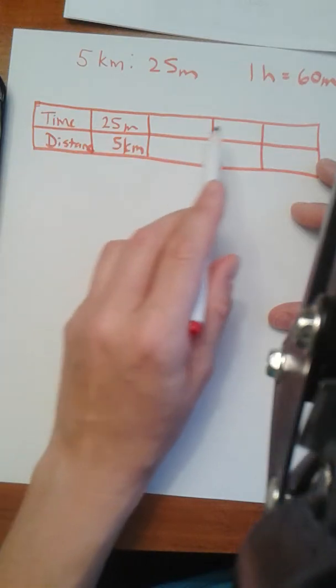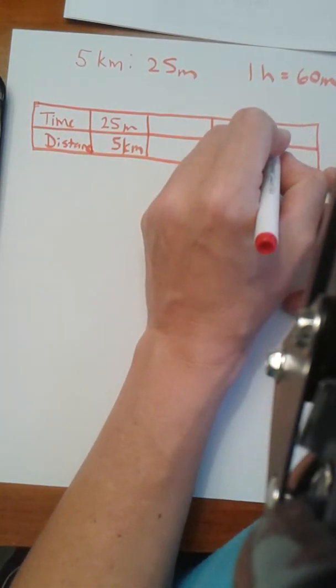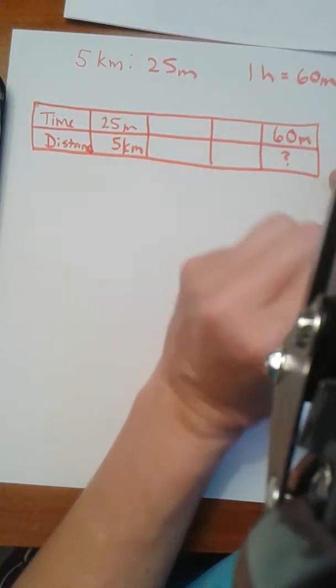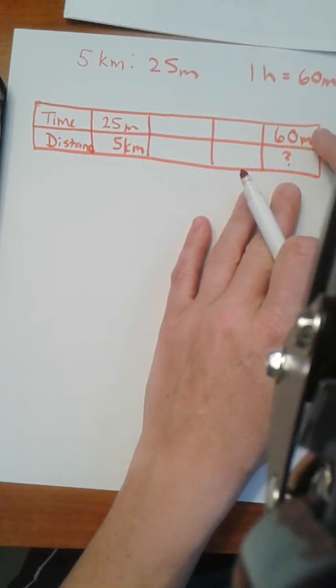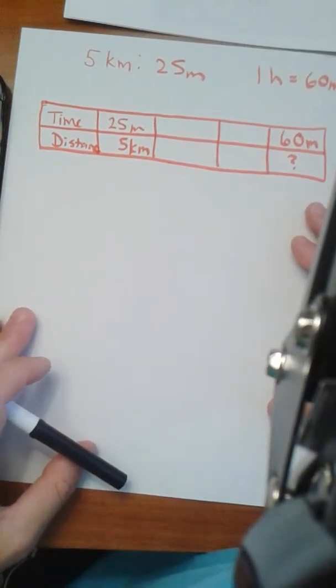But the question I'm asking myself, and I might want to write this down at the other end, is how far does he go in 60 minutes? How far does he go? That is what we're trying to find. In 60 minutes, what is his kilometers? Okay, well, this seems a little tricky, but as you see, it might be easier than you think.